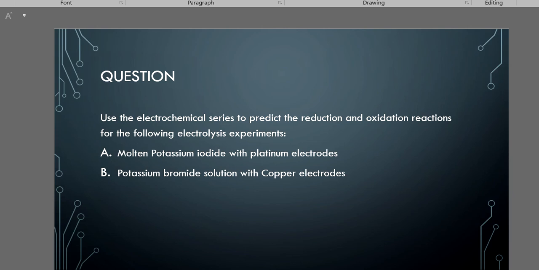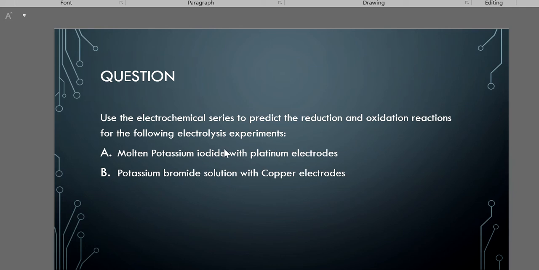Okay, so welcome to part 2 of our electrolysis work. To start off, we're just going to do a little review of the last lesson, the last video that you should have covered. So let's just jump straight into these questions, okay? Use the electrochemical series to predict the reduction and oxidation reactions for the following electrolytic experiments.